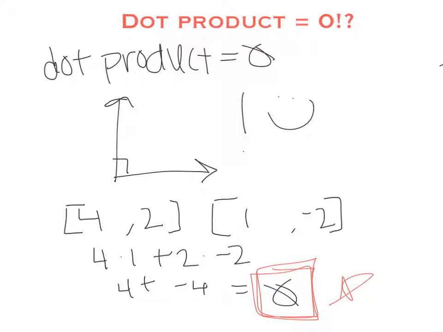If the dot product comes out as 0, no need to worry. This means that the vectors are perpendicular.